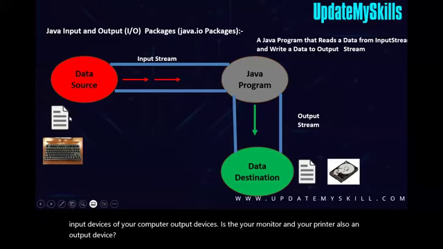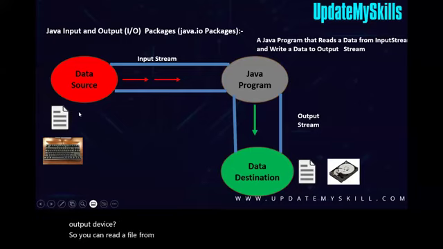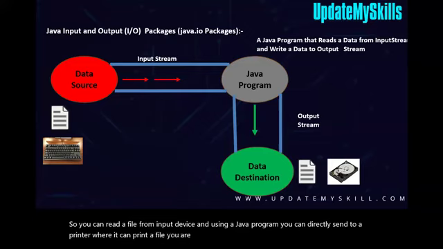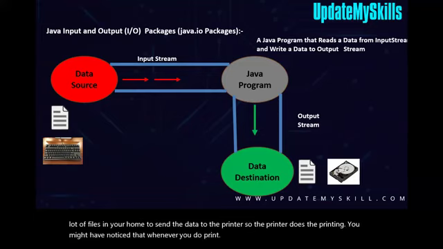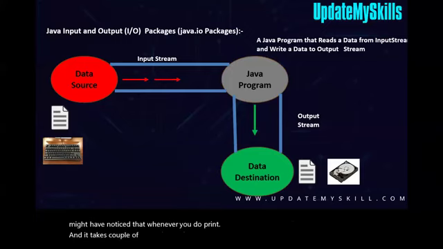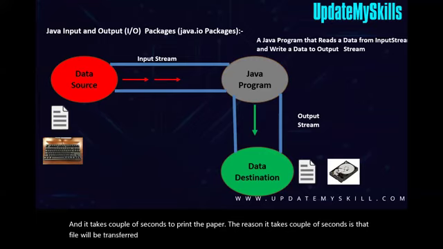So you can read a file from an input device and, using a Java program, you can directly send it to a printer where it can print the file. You are doing that in most cases. You might have printed a lot of files at home, sending the data to the printer so that the printer does the printing. You might have noticed that whenever you print, it takes a couple of seconds to print the paper. The reason is that the file is transferred from the computer system to the printer. The printer also has a memory.